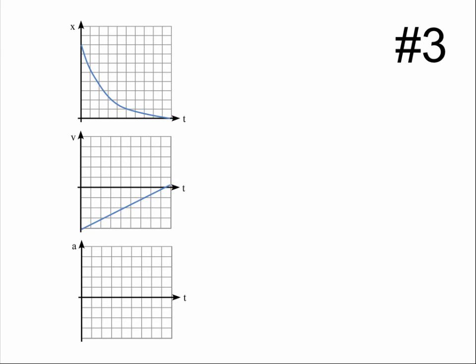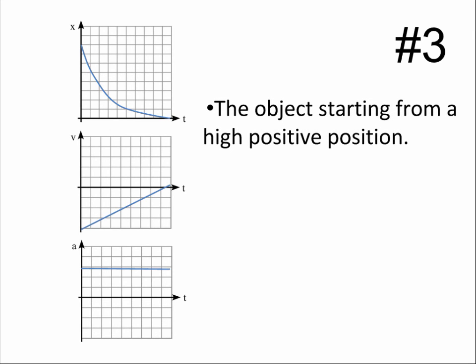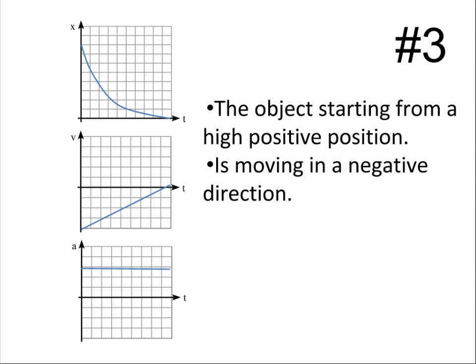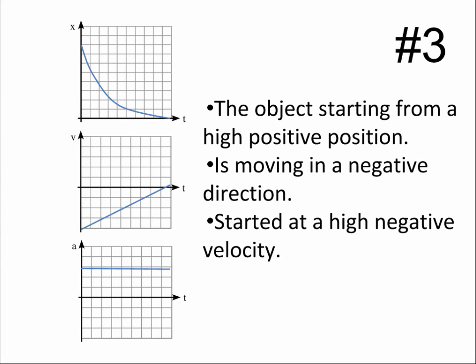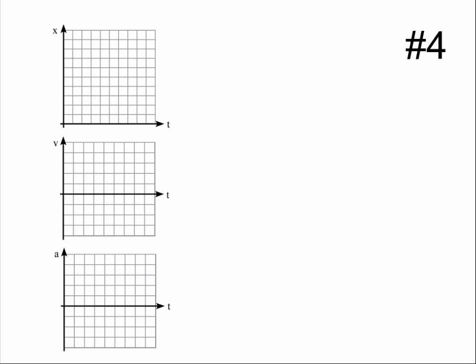The starting velocity is a high negative. Okay? The VT graph goes up from left to right. So your acceleration graph is positive because you're going up from left to right. So reviewing, this object started at a high positive position. It's moving in a negative direction. It started with a high negative velocity, and it's slowing down because the VT and the AT are not in the same location.